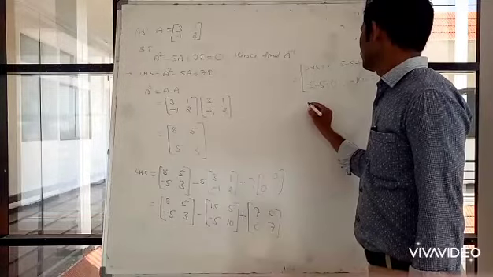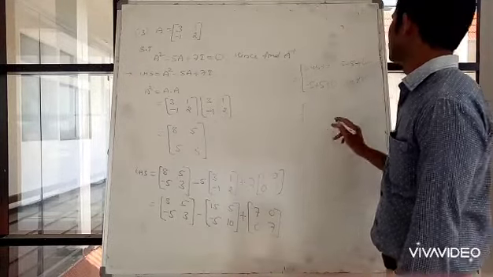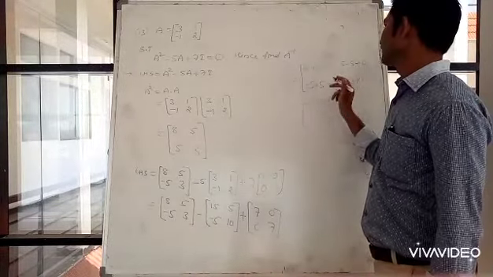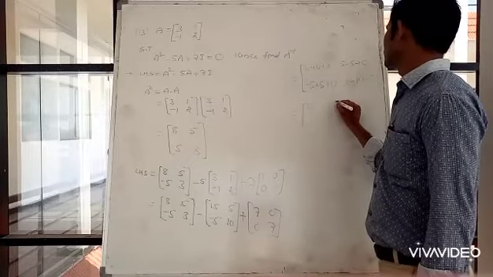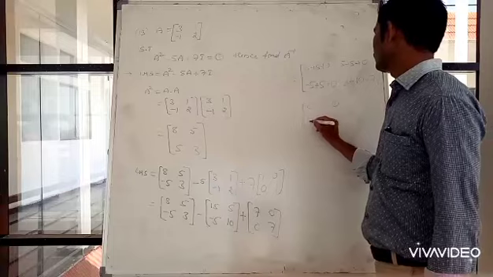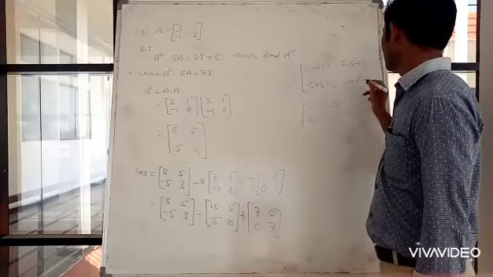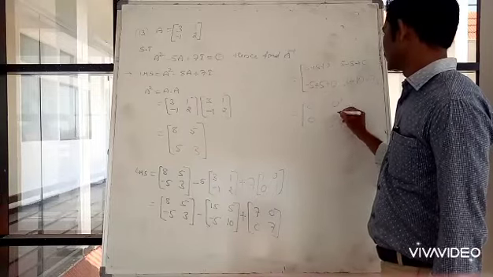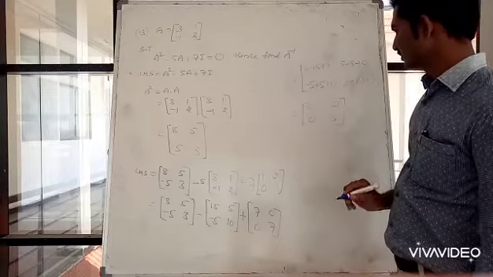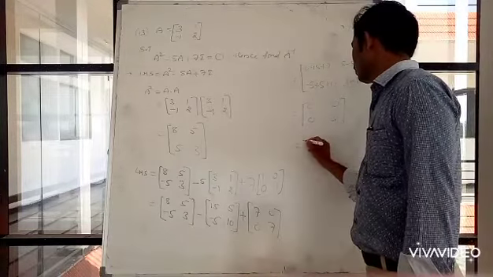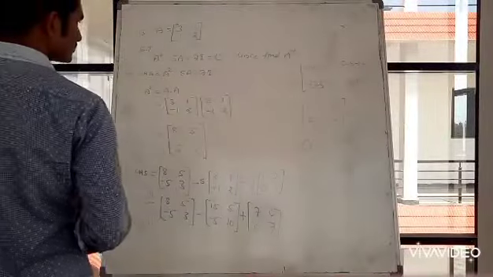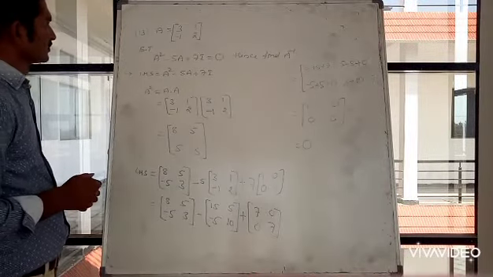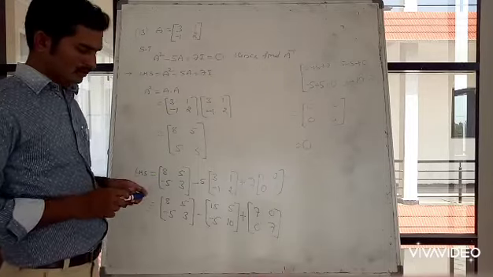Is it equal to 0? 0 matrix. 8 plus 7, 15. 15 minus 15, 0. 5 minus 5, 0. Here also 0. It is also 3 plus 7, 10. 10 minus 10, 0. So we got the 0 matrix, which is equal to the RHS. That's all. Up to this is what we did.